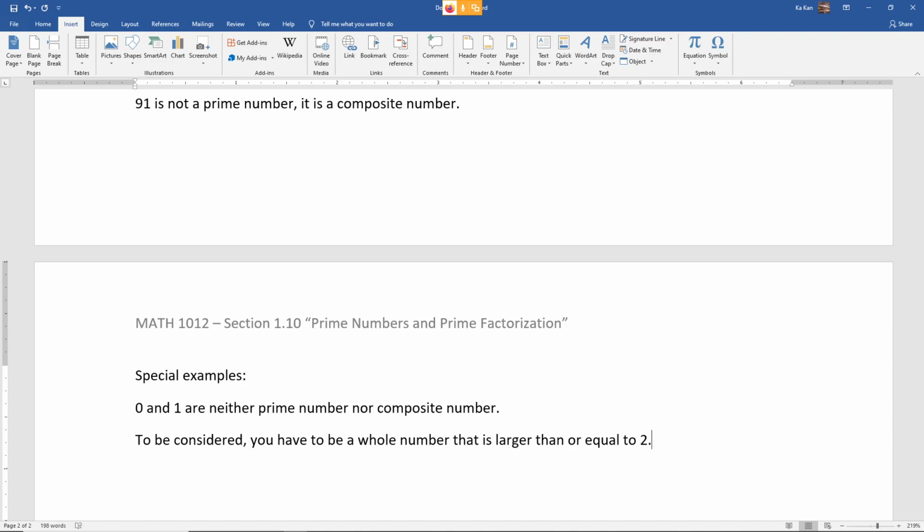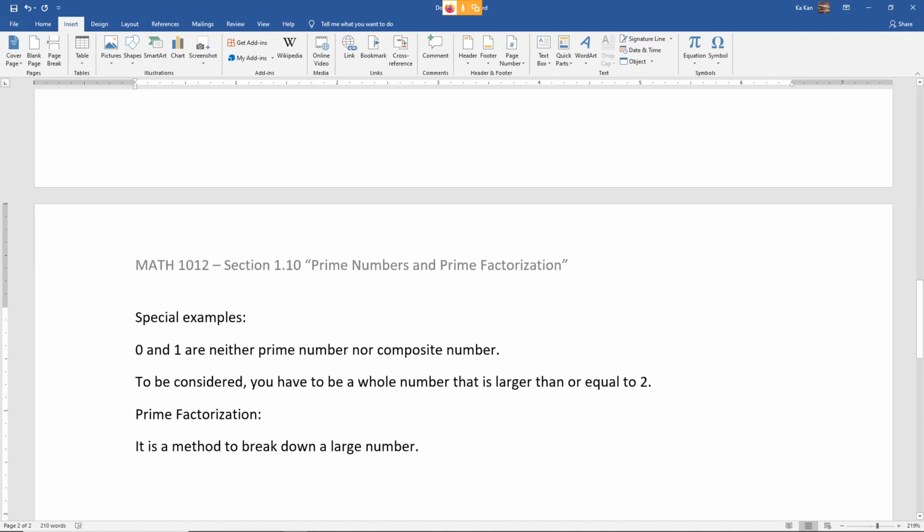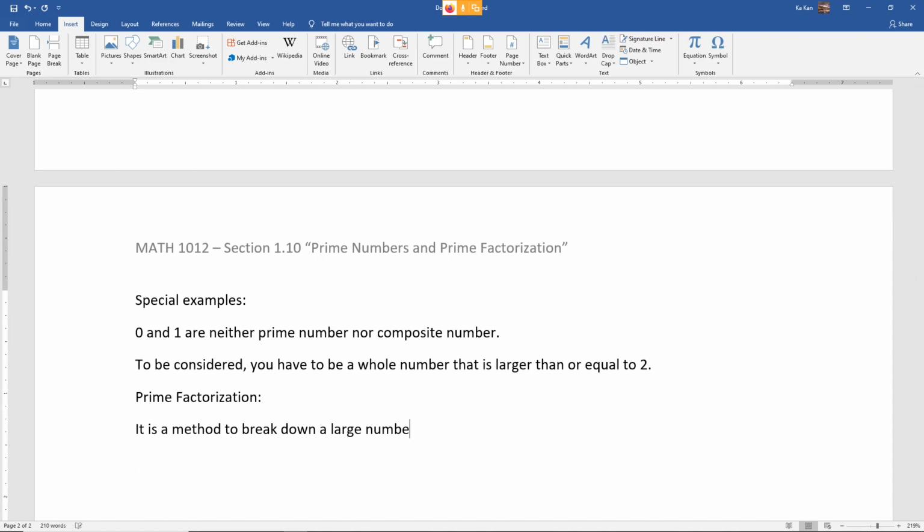So what is prime factorization? Prime factorization is a very useful tool to get things going when you have a big number. It is a method to break down a large composite number. So here's an example. We want to find the prime factorization of, let's say, 200.